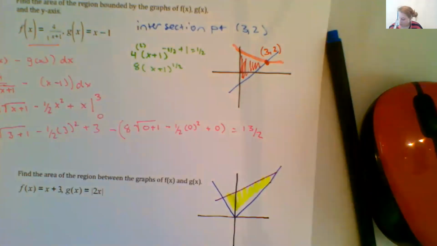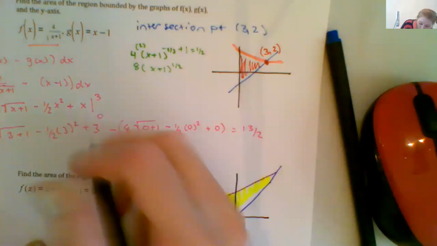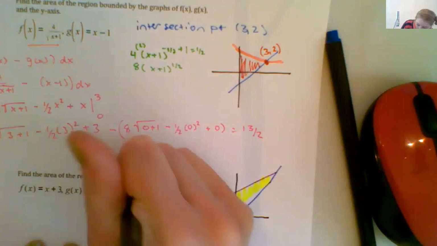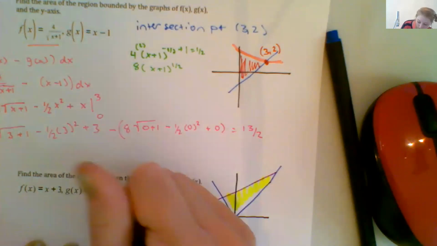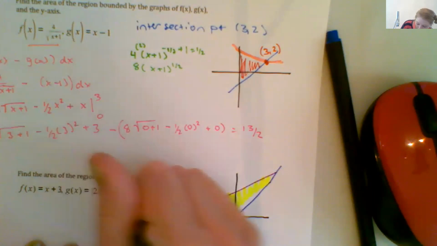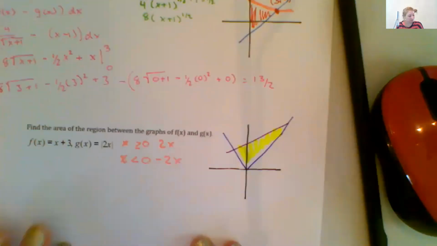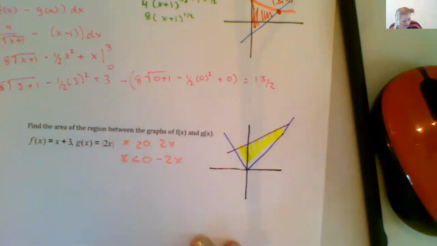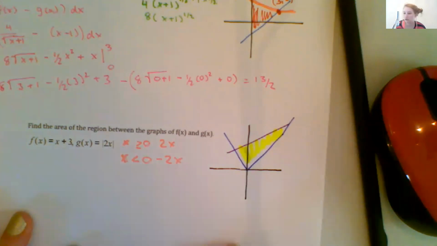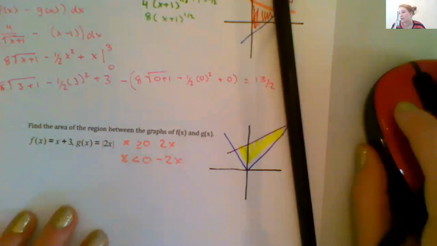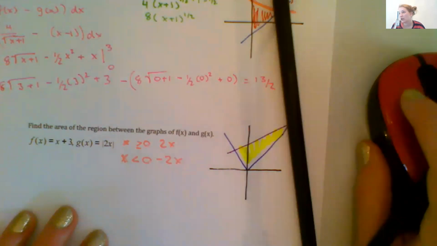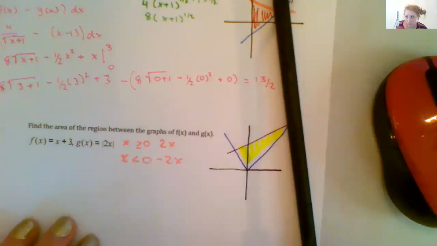So when x is greater than or equal to 0, we are going to have positive 2x. And when x is less than 0, we're going to have negative 2x. So negative 2x here and positive 2x here. Okay. All right. So let's go ahead and see where the intersections happen. I probably should have done this before I switched my screen from Desmos, but essentially I'm going to get x is -1 and x is +3.